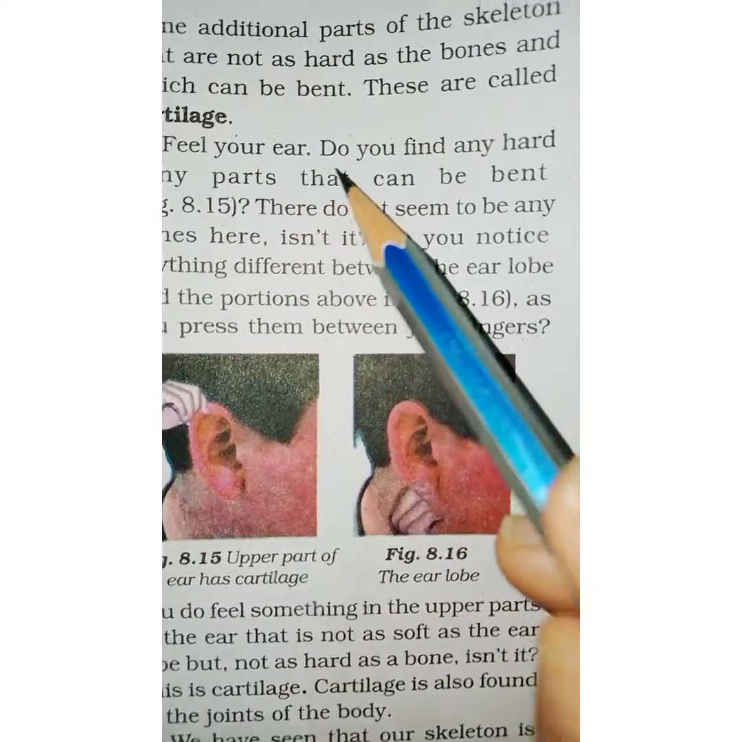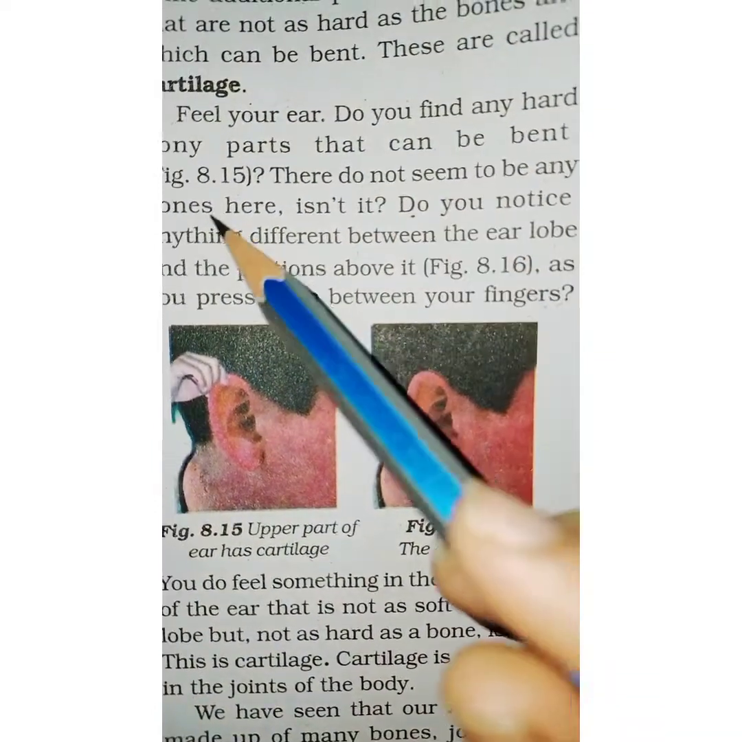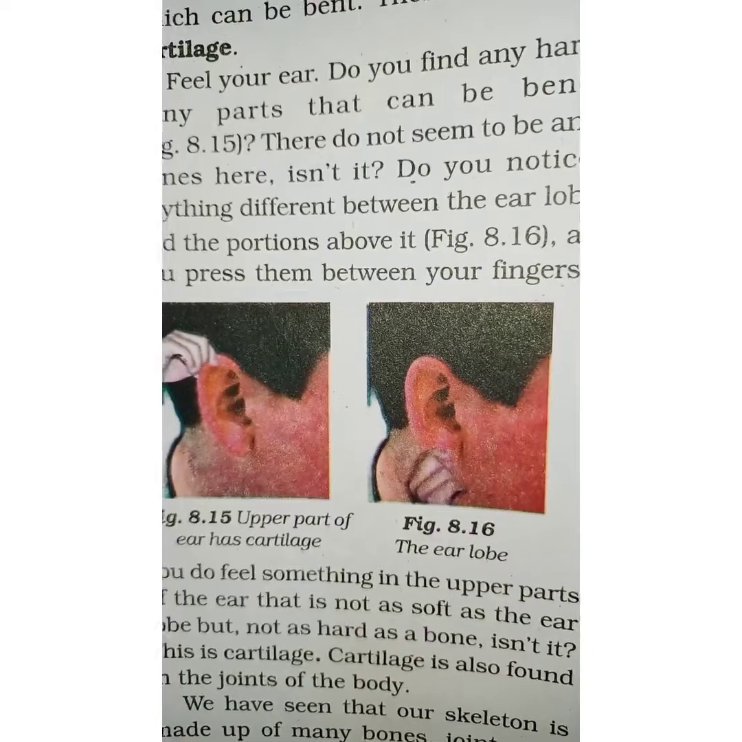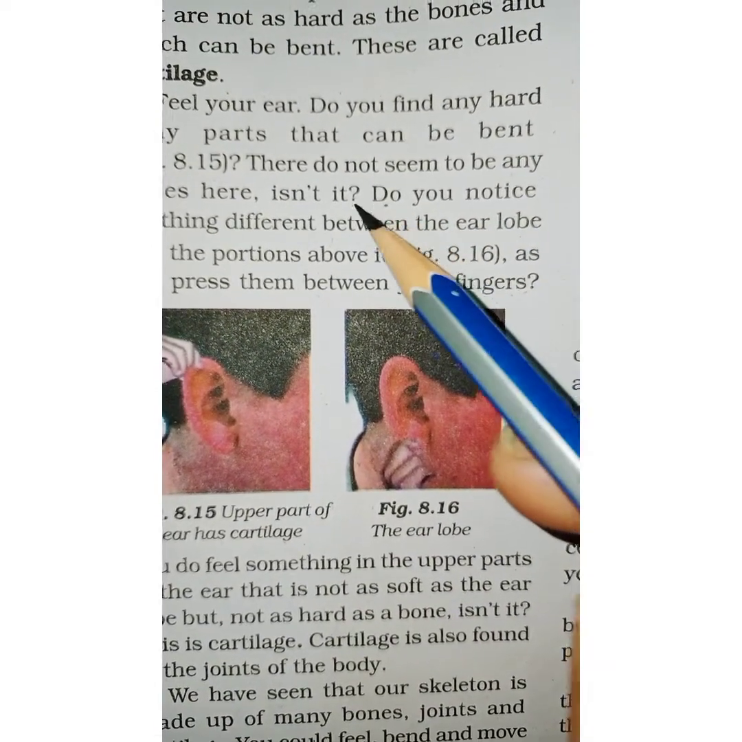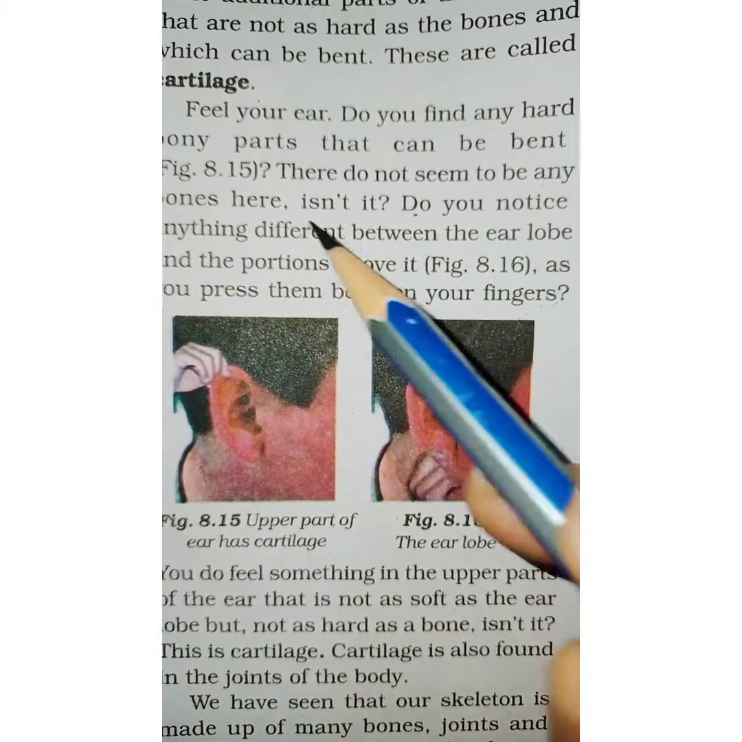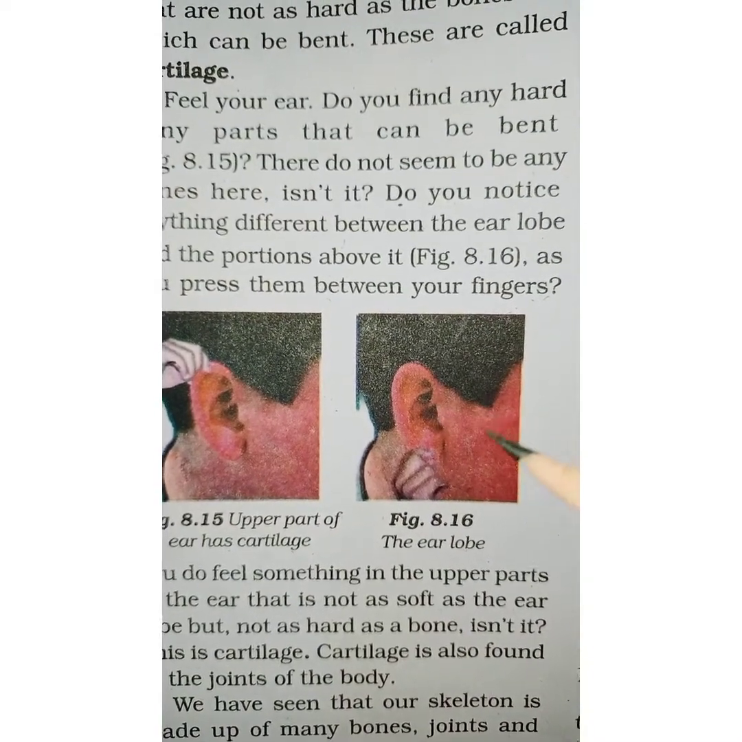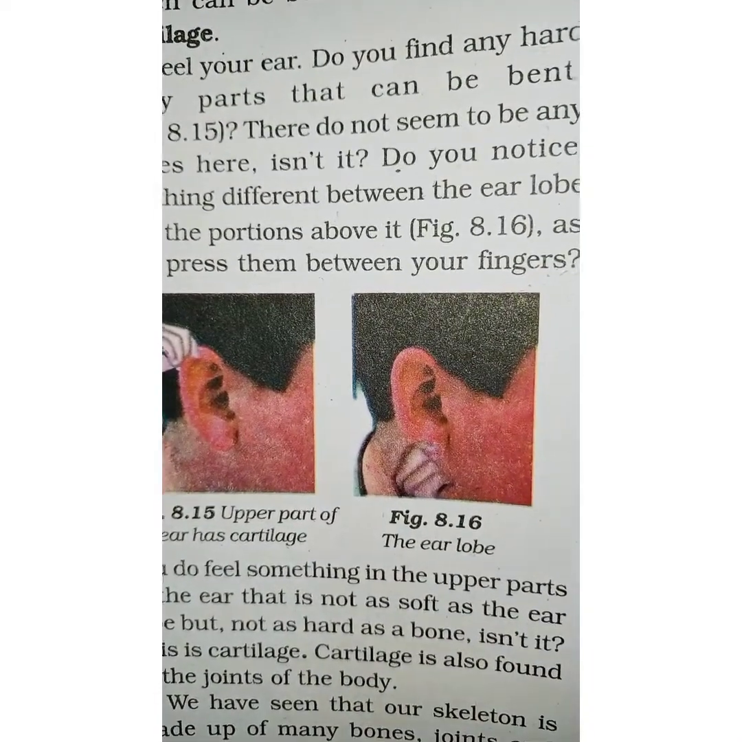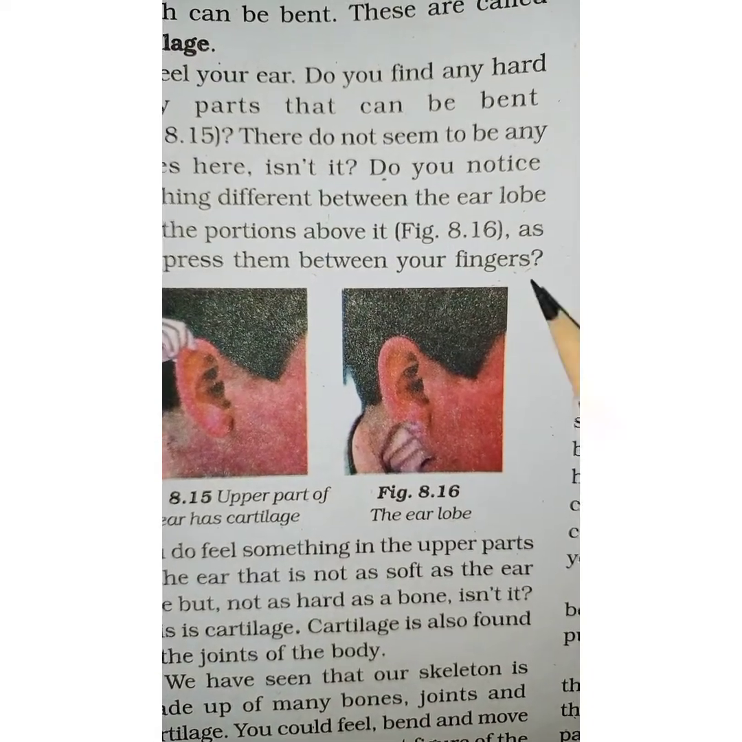Feel your ear. Do you find any hard bone parts that you can bend? When you feel your ear, there do not seem to be any bones there. You won't be able to feel anything hard inside your ear, but still there is cartilage present.